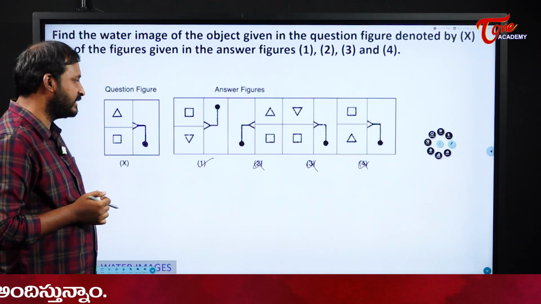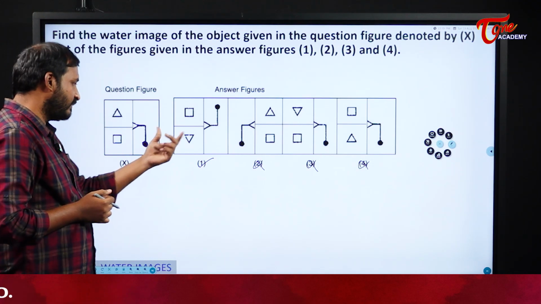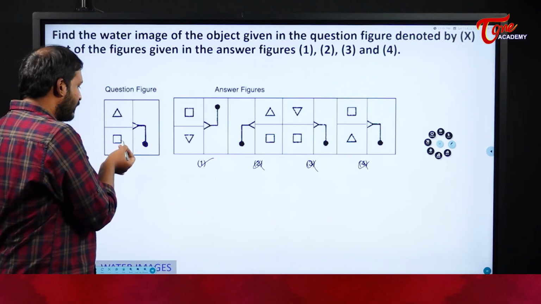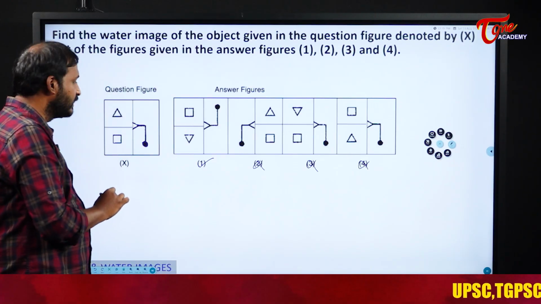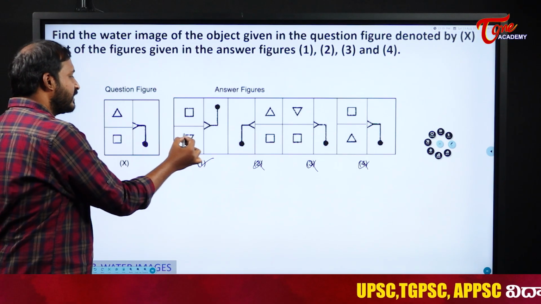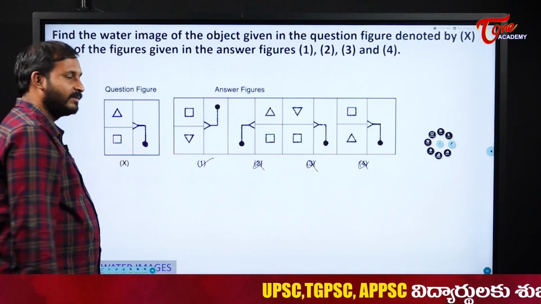All the 3 got deleted just with this dot. But we will check once again. This triangle should come to bottom, square should go to up. Yes, it went. And at the same time, triangle should be in an inverted manner. Yes, triangle became inverted here.